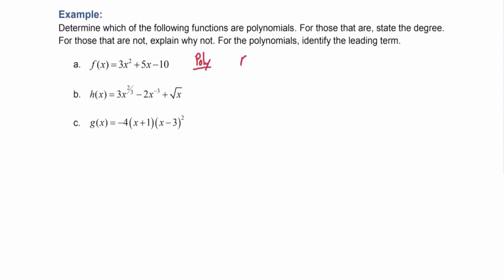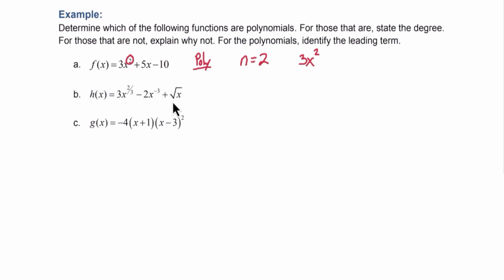We can state that the degree n is 2. It is the highest degree on x. And we can also state the leading term. The leading term is 3x squared. h of x is not a polynomial. Notice that you have a rational exponent, and we also have negative exponents, and we have a radical in it as well. All of those are reasons that make this not a polynomial.